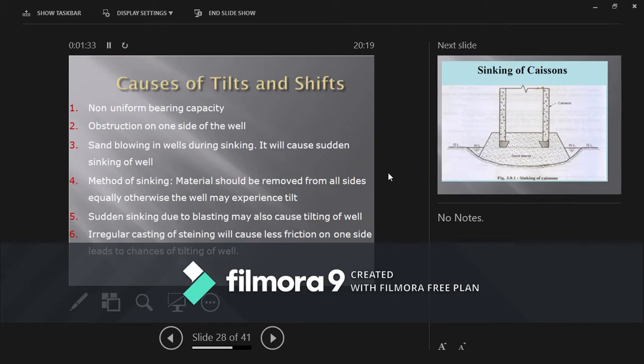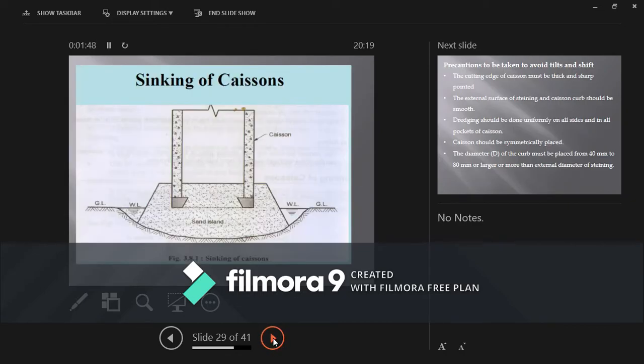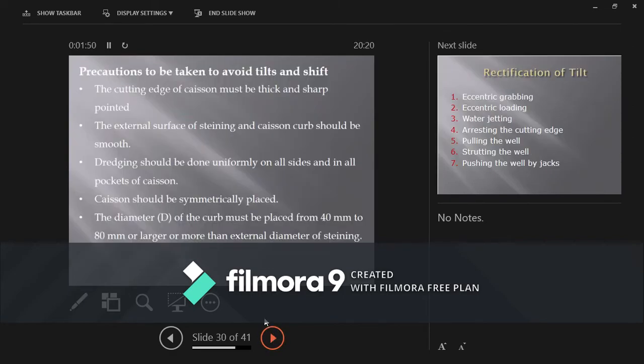So this obstruction may be due to the presence of non-uniform bearing capacity. So presence of something, you can say some boulders, then hard soil, etc. So this is the island method, sinking of caisson.